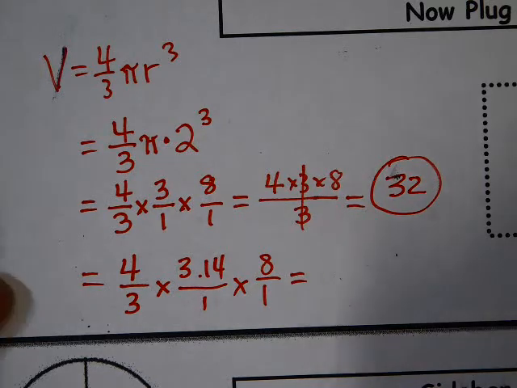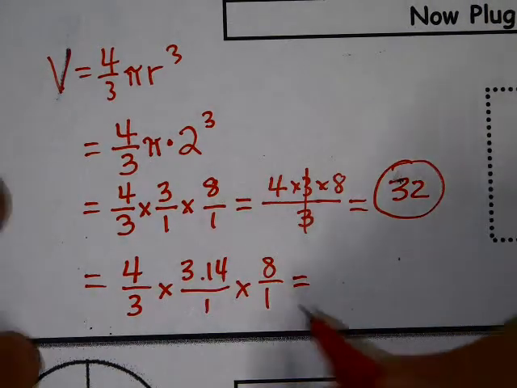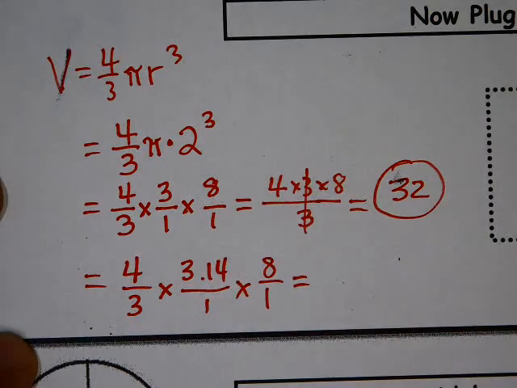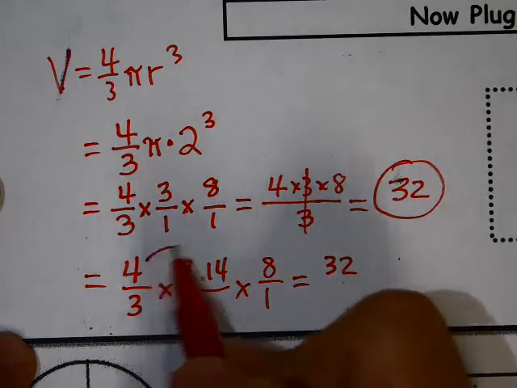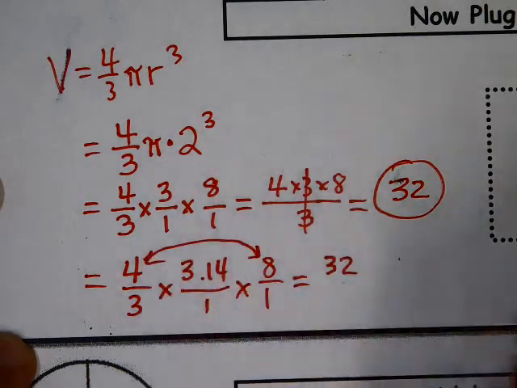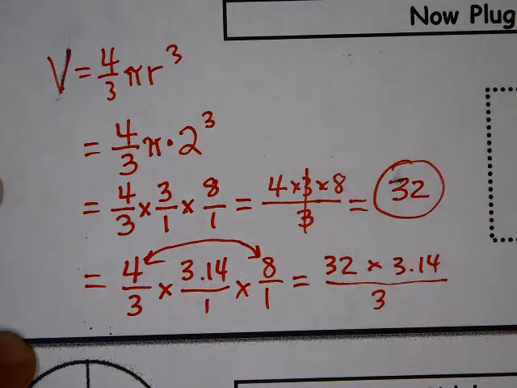But to make it a little easier, instead of doing 4 times 3.14 times 8, the order you do this does not matter. Okay, so you can do 4 times 8 first, which is 32. Again, I just multiplied these two numbers together first. And then that times 3.14. And then all that divided by 3. That's going to make your problem a little bit quicker and a little bit easier.